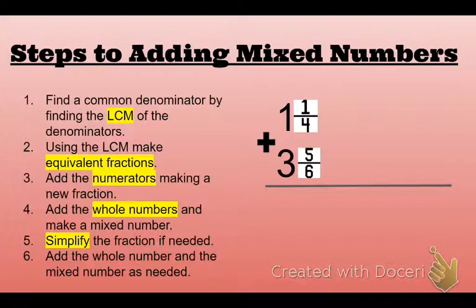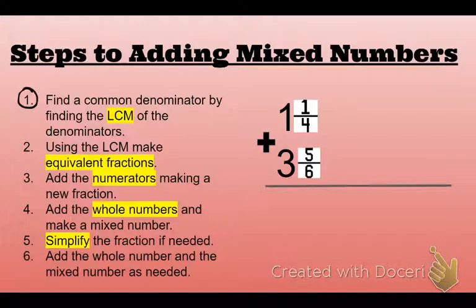All right, so how do we add these mixed numbers? In your notebook, if you'd go ahead and write down these steps, I'm going to comment on these steps and give you an example there to the right of 1 1/4 plus 3 5/6. So let's take a look at these. I've already highlighted some of the key terms that I want you to be aware of. Let me get a pen here. I think we'll get a black pen.